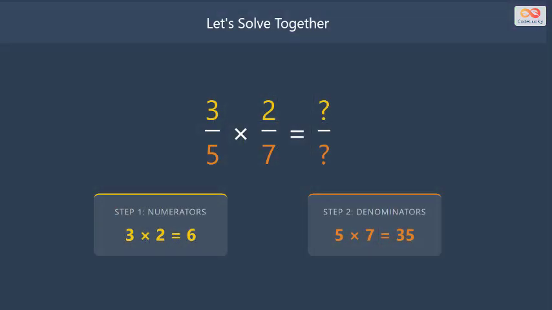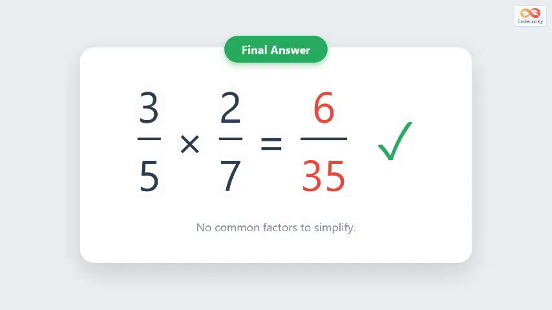Now let's try a problem without the drawing. We have 3/5 times 2/7. Following our rule, we look at the top numbers first. 3 times 2 gives us 6. Then we look at the bottom numbers. 5 times 7 gives us 35. So, our final answer is 6/35.